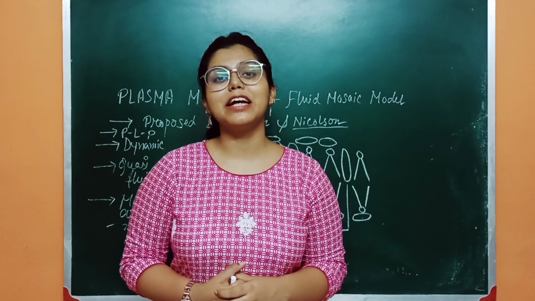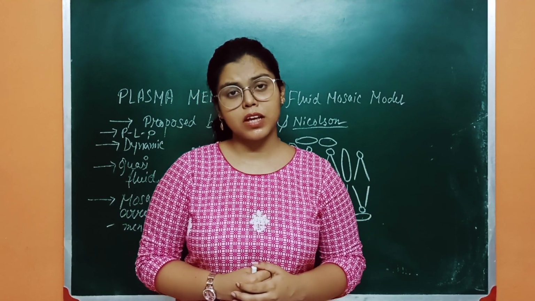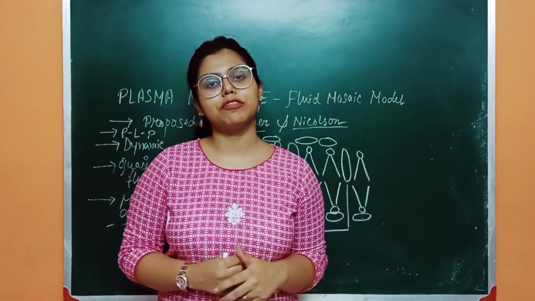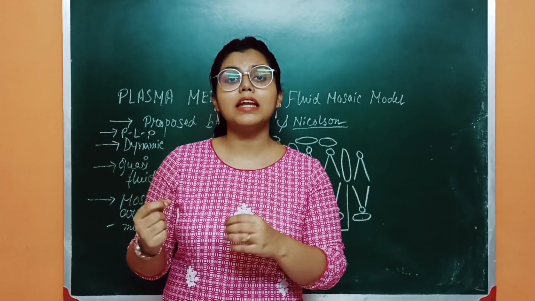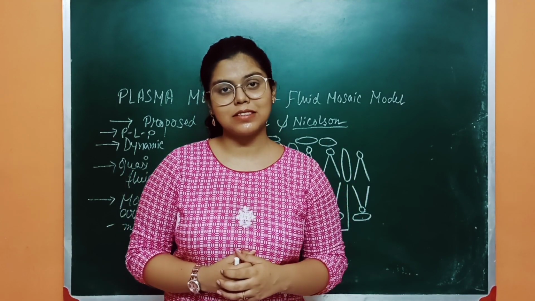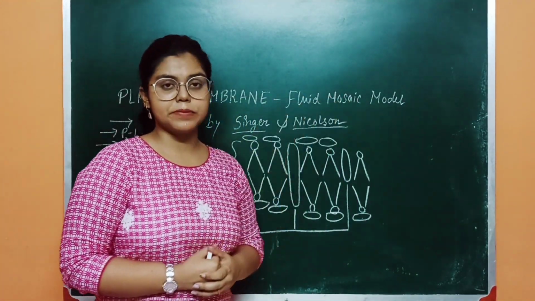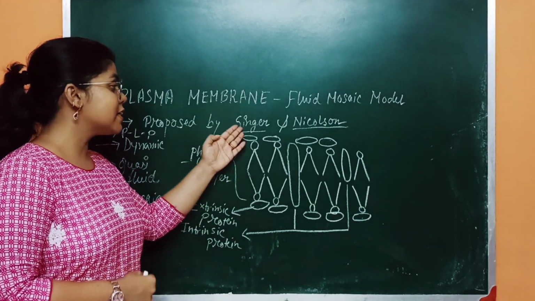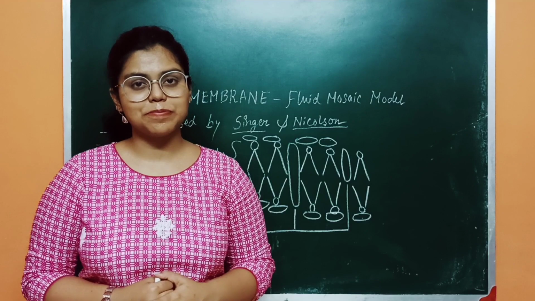So today I would like to discuss the fluid mosaic model of the plasma membrane. The plasma membrane is basically the outer covering of the cell that can protect every cell from any kind of mechanical injuries, right? So what about the fluid mosaic model? It was proposed by two scientists, Singer and Nicholson, at around 1970.